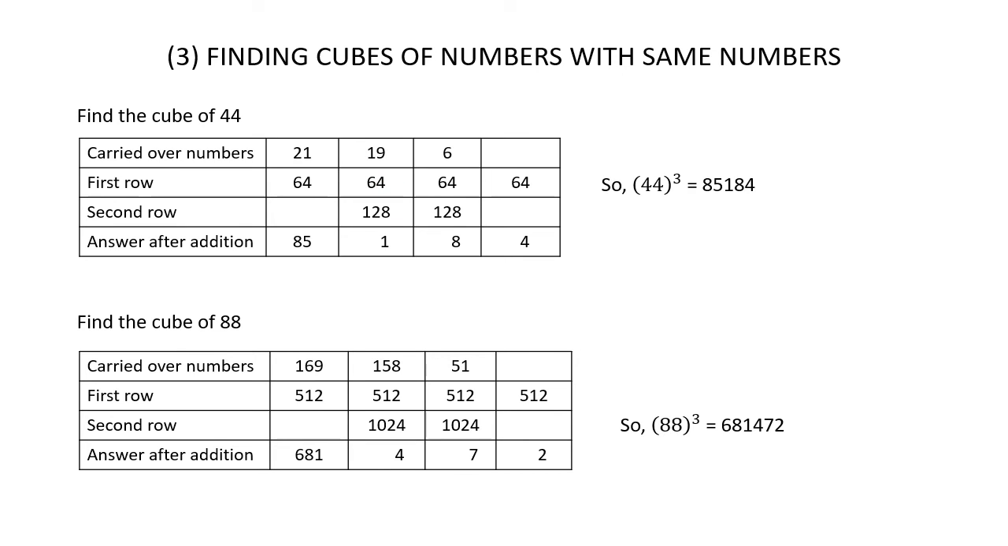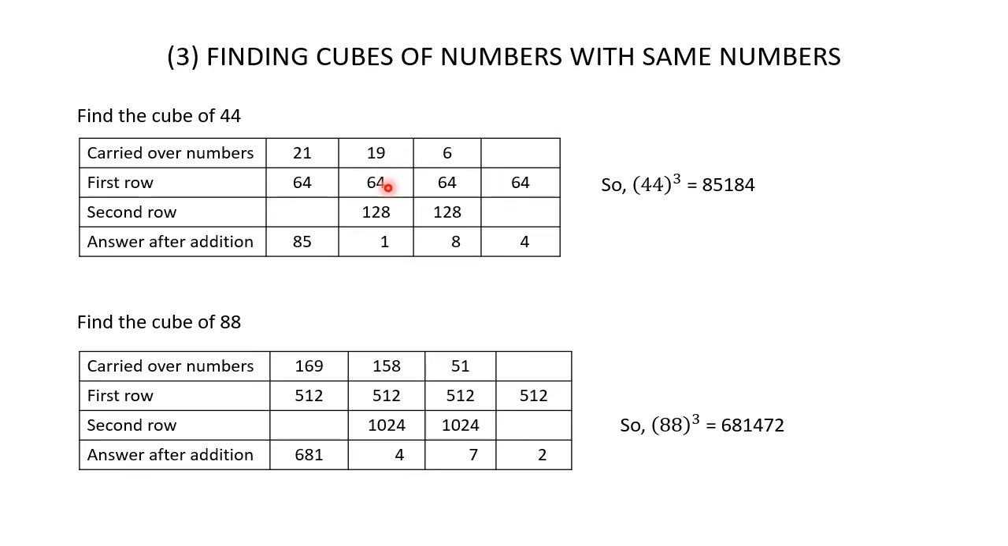Write 128 below 64. Now add the numbers in the first and second columns. Since 64 has two digits, write only 4 in the answer and carry over 6 to the next column. 6 plus 64 plus 128 is 198. Write 8 in the answer and carry over 19 to the next column.